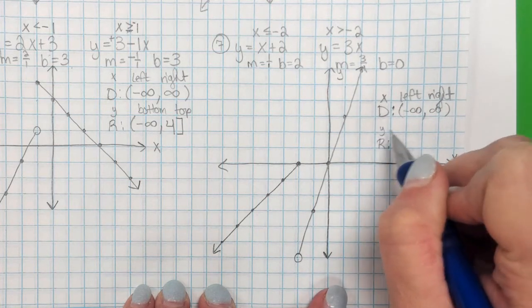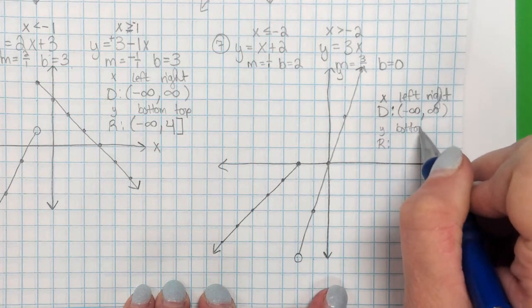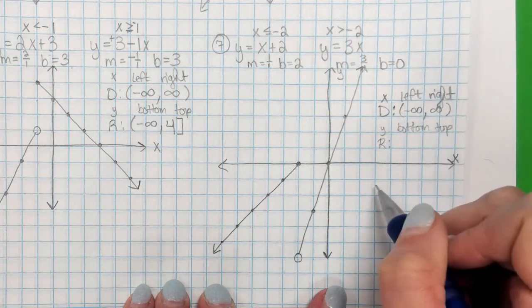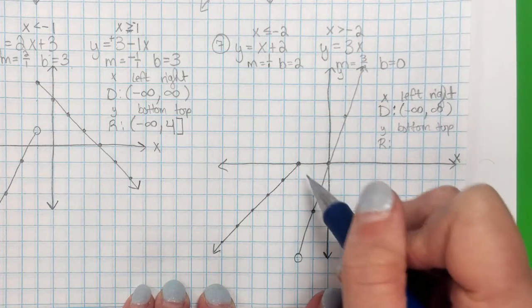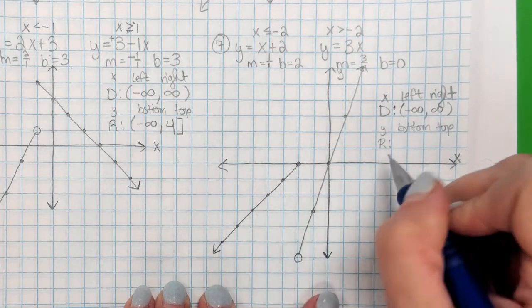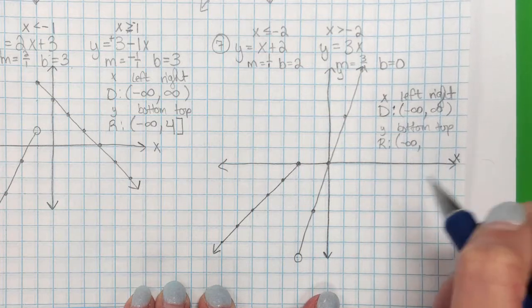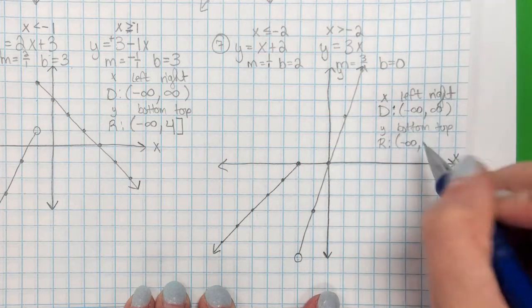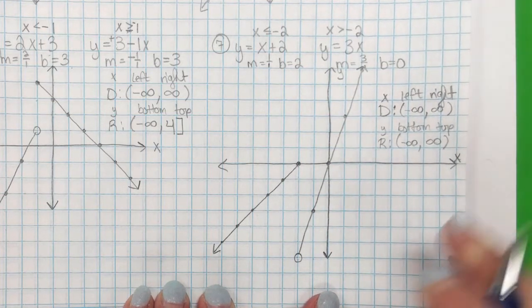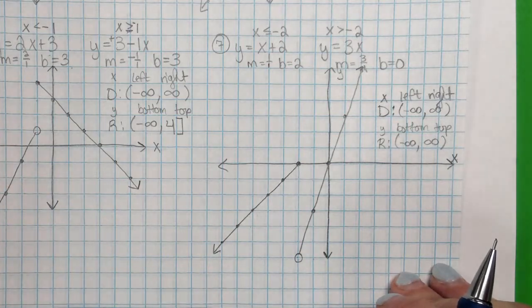All right, then your range or your y's, that's from bottom to top. Now you want to think down and up. This guy's going down, that's negative infinity. This guy's going up, that's positive infinity. All right.